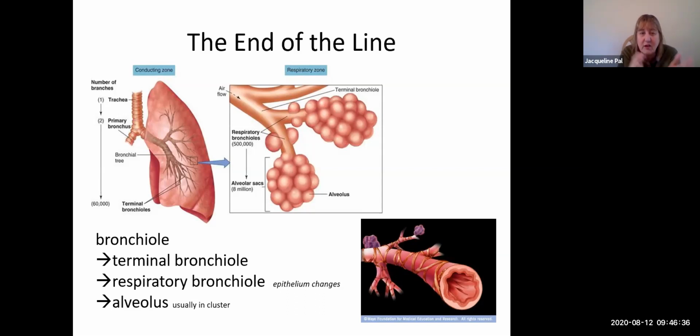After the terminal bronchiole, once we're in the respiratory bronchiole, that's why it's called the respiratory bronchiole, because we're going to do some gas exchange here. So this is where the epithelium changes, and then that same new epithelium is going to be found in the alveolus.